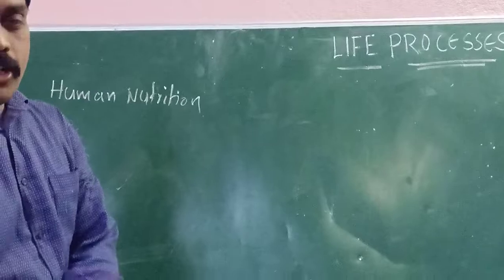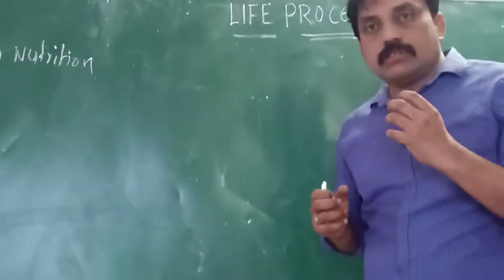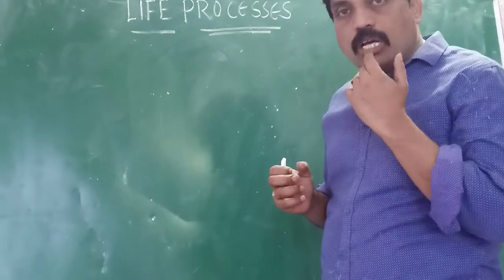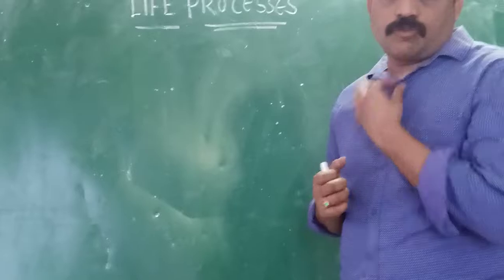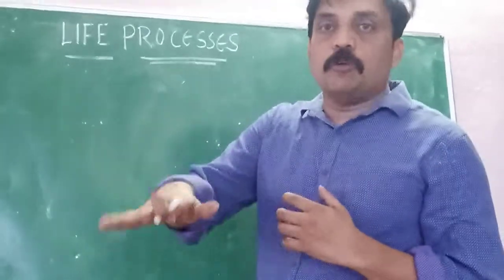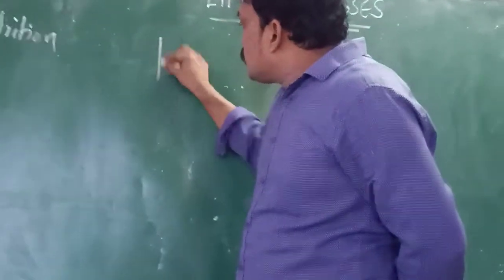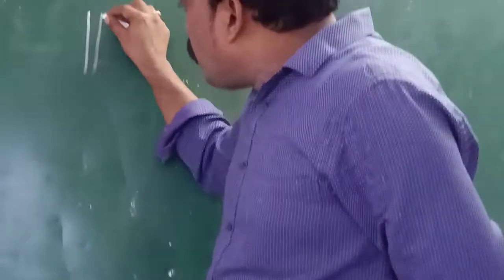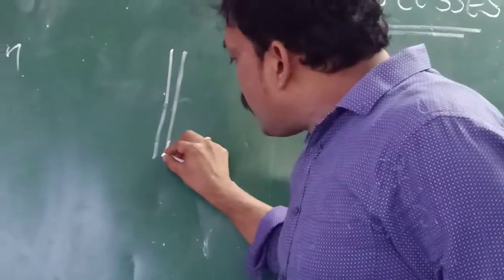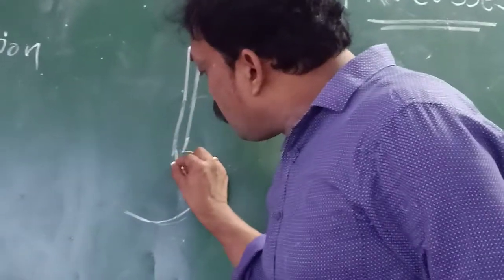Today we are going to discuss human nutrition, the digestive system in human beings. Already we have started with the mouth, teeth, and tongue, and learned their functions. We also learned about the esophagus, the food pipe, and how food moves in it by peristaltic movement. After that, the next very important part of the digestive system is the stomach.